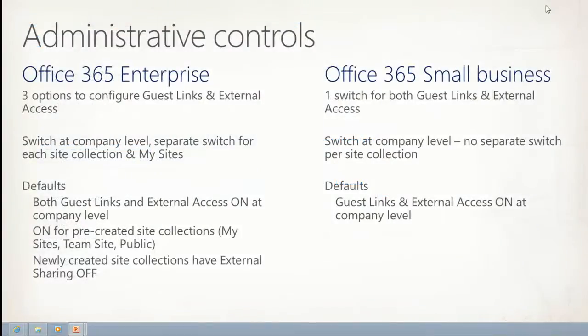To summarize, we have Office 365 enterprise users. We have three different ways you can control it. You can disable it completely, and then you can also enable external access or external access with guest links. And you can control them at both the organization level and at the site collection level. By default, external access and guest links will be enabled at your organization level. It'll also be enabled for pre-created sites. But if you create a new site collection, we'll have that disabled, and you'll actually have to go in and turn that on.